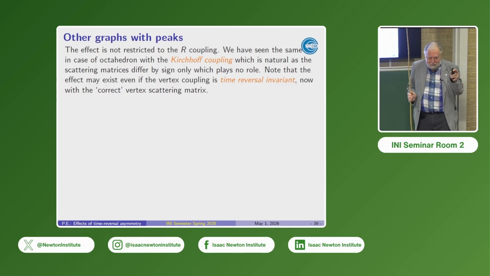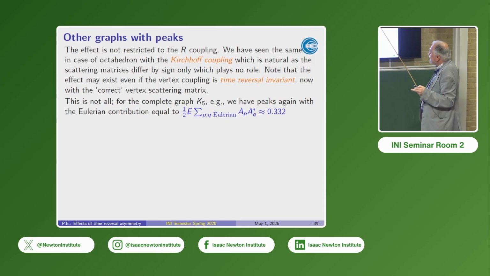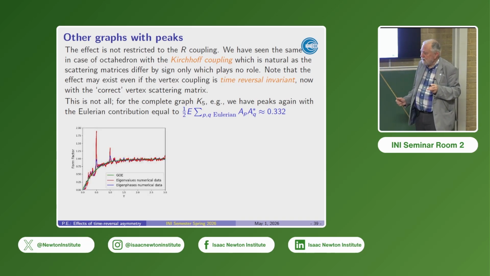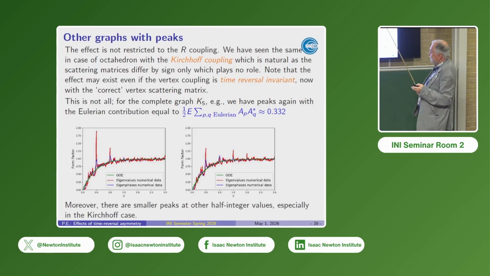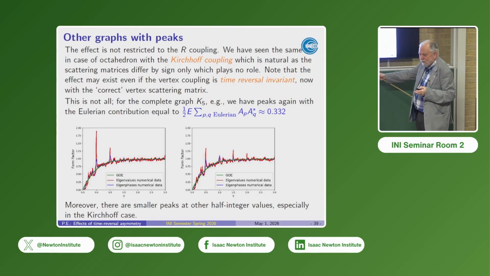So we look into other graphs. For example, K5, where the Eulerian contribution is 0.3, and you see here the numerical computation for K5, and you see that there is a peak even bigger, and there is another peak. And if you do the same for the Kirchhoff coupling, you see that there are even more peaks there. Now again, this is a relatively large number compared to this, not explaining everything, but still.